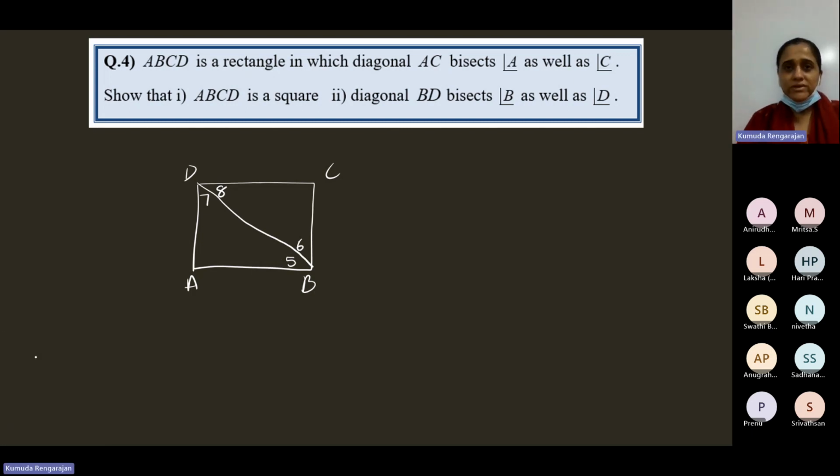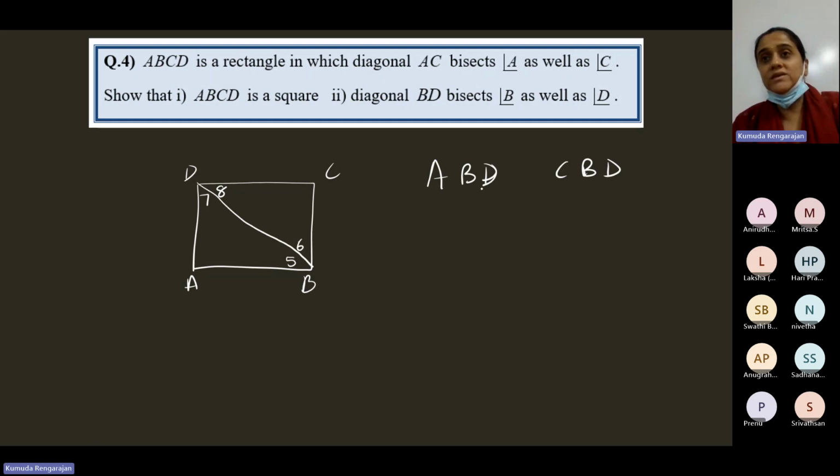When you're proving that, you just have to be a little careful. If you're going through congruency, you must get the names of the triangles like this: ABD congruent to CBD. Only then you'll get the required result through CPCT. You must get triangle ABD congruent to CBD. Otherwise, it will be a little more lengthy.